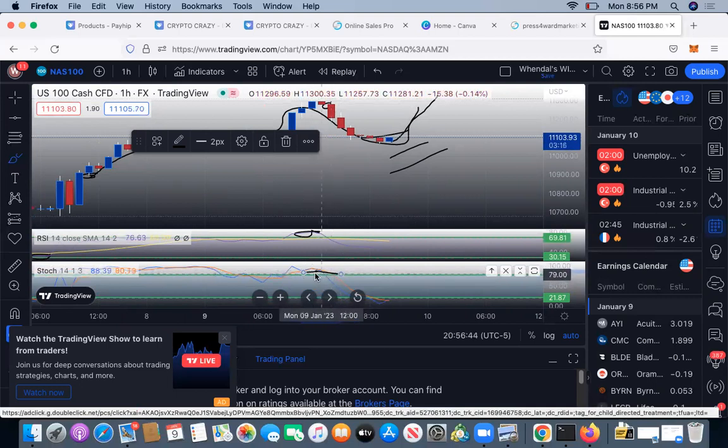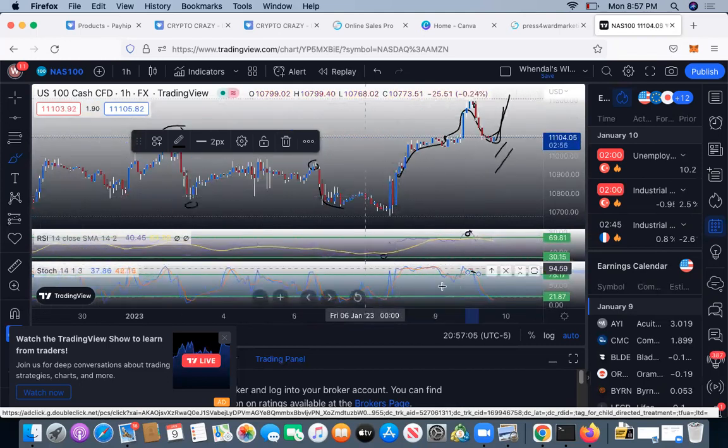Because if they don't drop below this line, then it's not really a confirmation. It's really just consolidating at the top. But when both of them drop, and this blue right here drops below this orange, that's how you know it's a confirmation for the sell.